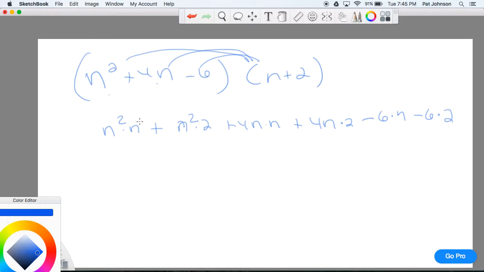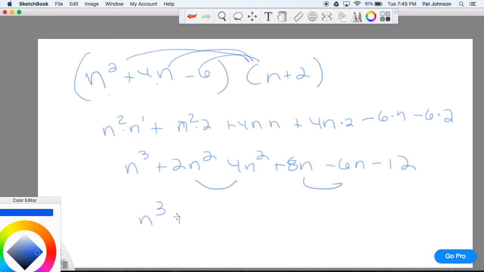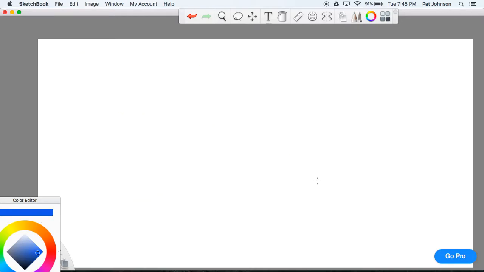So now I'm going to do, remember, product property of exponents, so it's n cubed, 2 plus 1, plus 2n squared, plus 4n squared, plus 8n, minus 6n, minus 12. Do I have any like terms? Those are like terms, those are like terms. We have n cubed plus 6n squared plus 2n minus 12. And there's your answer. I'm going to show you one other way before we end this video.